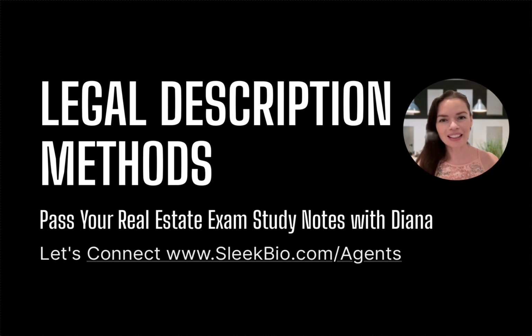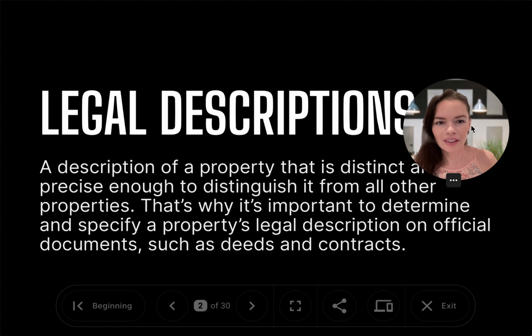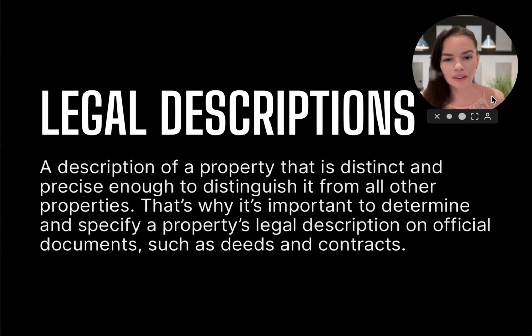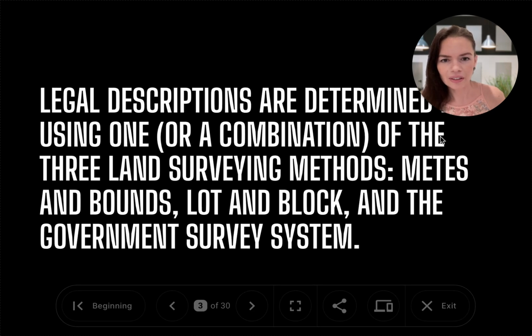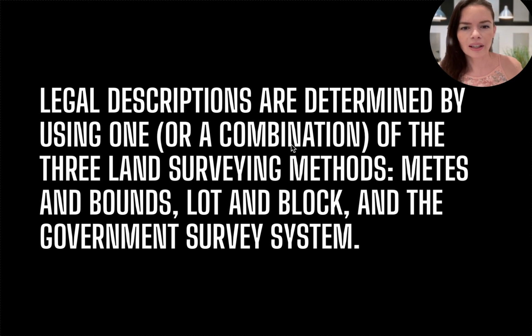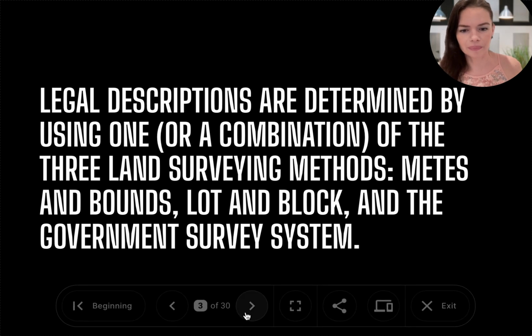Now let's begin our study session on legal description methods. Legal description: a description of a property that is distinct and precise enough to distinguish it from all other properties. That's why it's important to determine and specify a property's legal description on official documents, such as deeds and contracts. Legal descriptions are determined by using one or a combination of the three land surveying methods: metes and bounds, lot and block, and the government survey system.